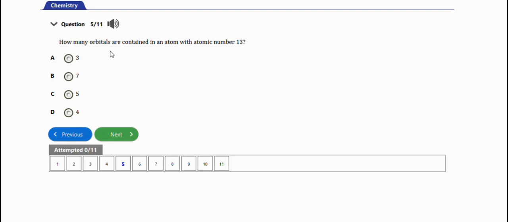So when you check the arrangement, we have 3 shells. So these 3 shells represent the orbitals. How many orbitals are contained in an atom with atomic number 13? Since the arrangement has 3 shells, K, L, and M, this shows us that it will be 3 orbitals. So option A is the right answer to this question. It's as simple as this.